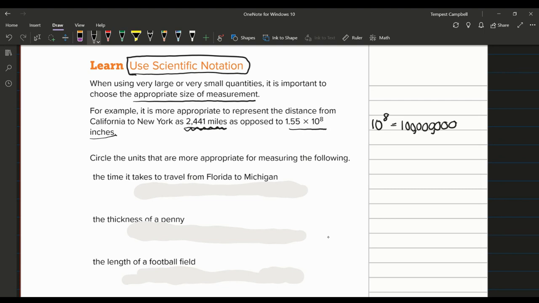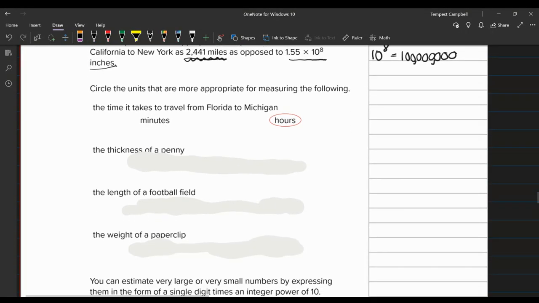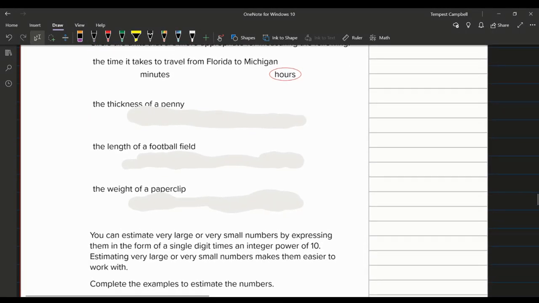So now, circle the units that are more appropriate for measuring the following. The time it takes to travel from Florida to Michigan. Usually, when we're talking about traveling from state to state, we talk about hours. So hopefully, you circled hours.